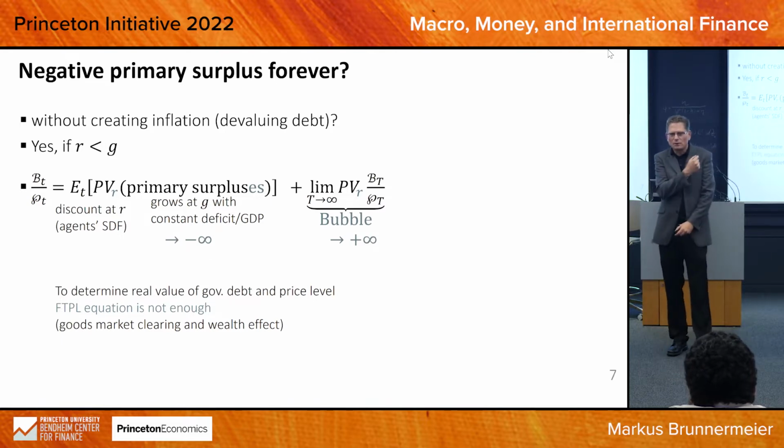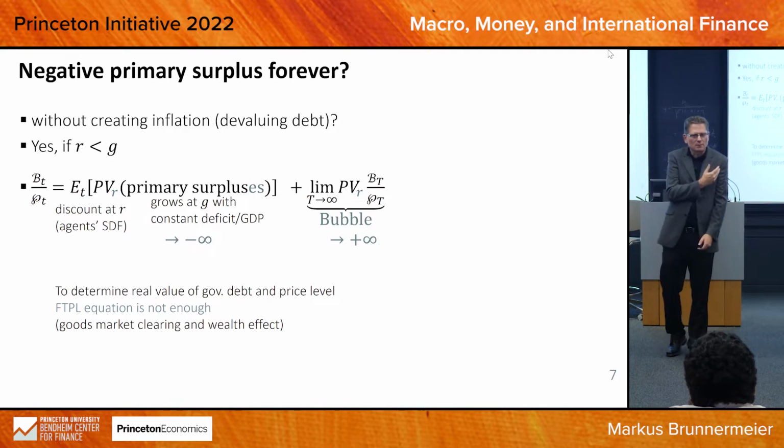Now this is the most famous monetary equation for the fiscal theory of the price level, like the quantity equation is for monetarism. This is for the FTPL. That's the FTPL equation, the holy grail.